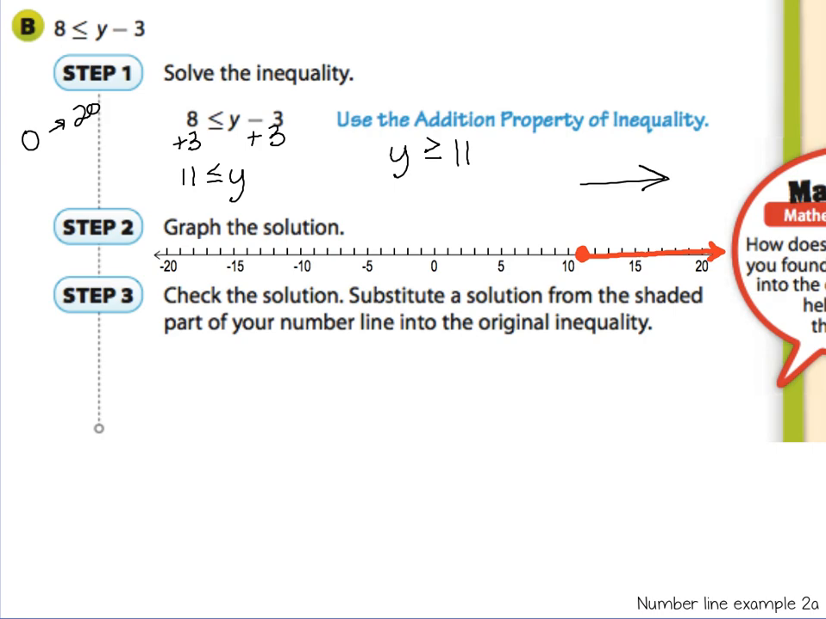Now again, let's double check. Let's pick a number that's larger than 11 and see if it works. Typically, I would just pick the next number just because you want to stick close to make sure that you didn't make a mistake. All right, so in this case, I'm going to choose 12 and see if 8 ends up being less than or equal to 12 minus 3. So 8 is less than or equal to 12 minus 3, which is 9. Is 8 less than or equal to 9? That is absolutely the case, so I know that I did this correctly.